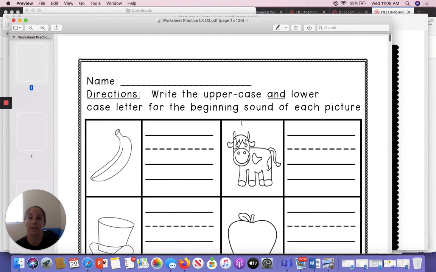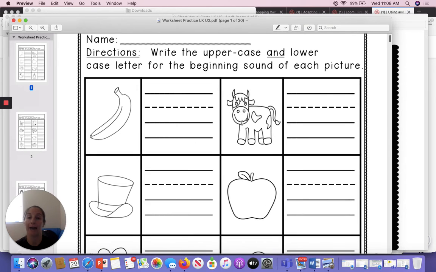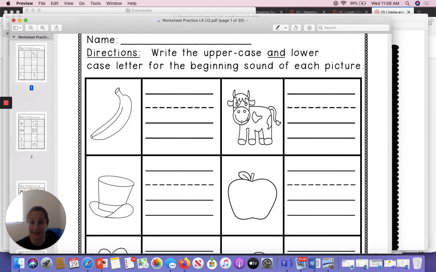So these worksheets go through a variety of letter sound activities. So in the beginning, you are looking for the beginning sound of each picture. So you want to ask your student, what's this? Hopefully they tell you it's a banana. If not, you tell them it's a banana and have them tell you banana. Then have your student write the sound, the letter that makes the beginning sound in that word.